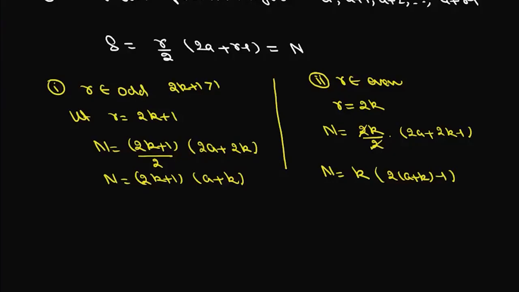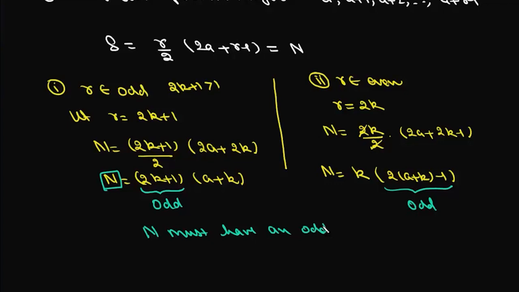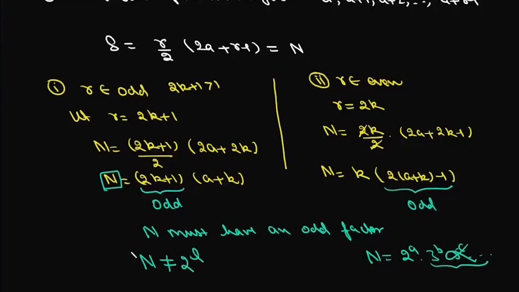Now in both the cases, what we can see is this number n has an odd factor. So this 2k plus 1 is odd and unequal to 1. And here also this 2a plus k minus 1 is odd. So this n must have an odd factor. That means n must not be of the form 2 to the power l. Now we have proved that this n cannot be of the form 2 to the power l.